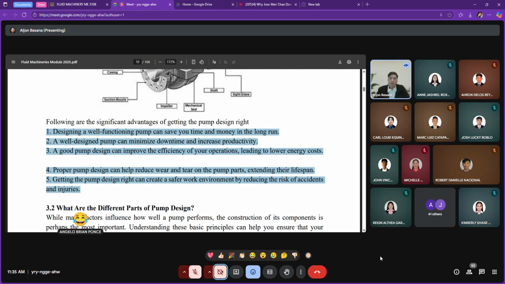So si pump dapat po may kasalitan. Hindi po siya pwedeng gamitin ng 24/7. No, pero kapag jowa, dapat isa lang. Pero kapag pump, dapat dalawa or higit pa.